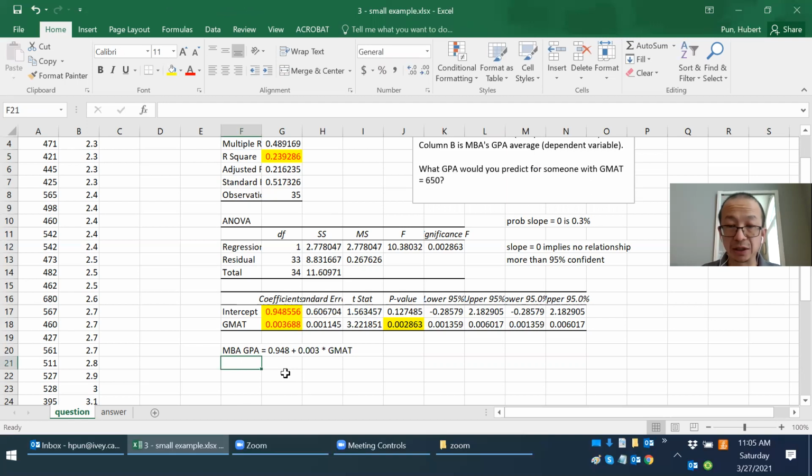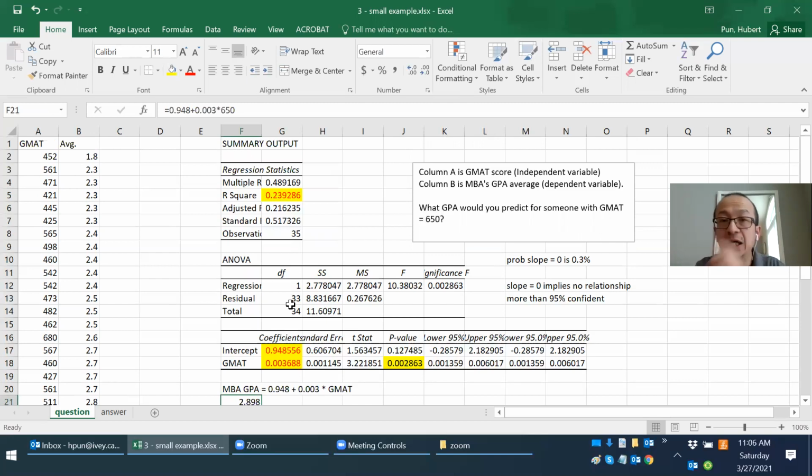So what you do is 0.948 plus 0.003 multiplied by the GMAT score, which is 650, which equals 2.898. So that means, let's say someone comes in with a GMAT score of 650, then based on the past data, I would predict that this person would have a GPA of 2.89.